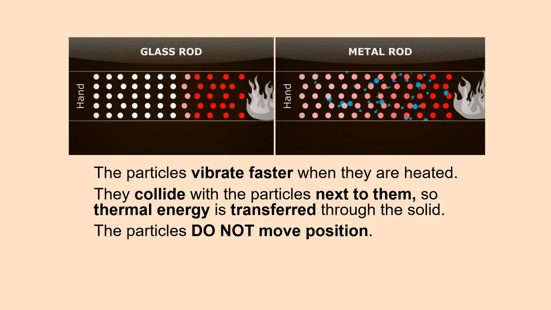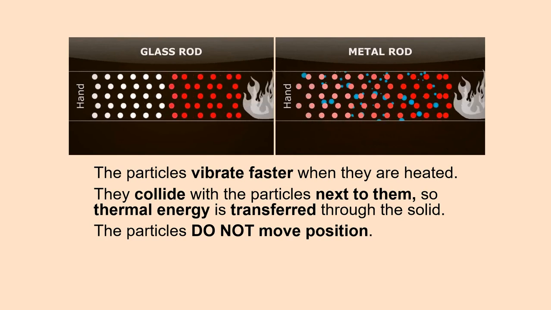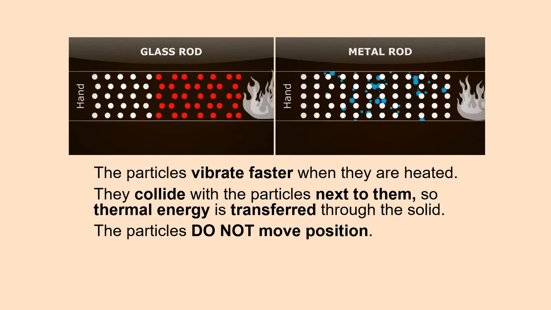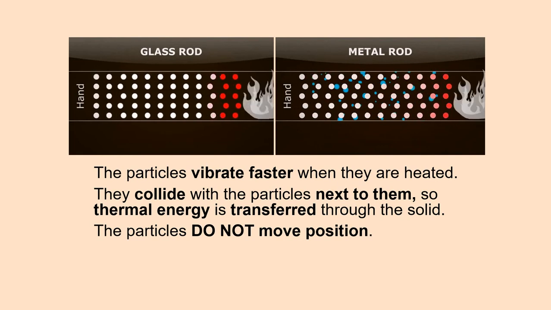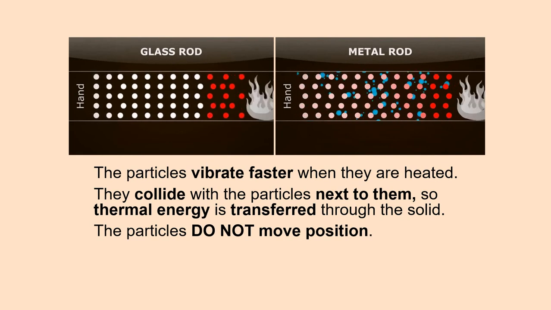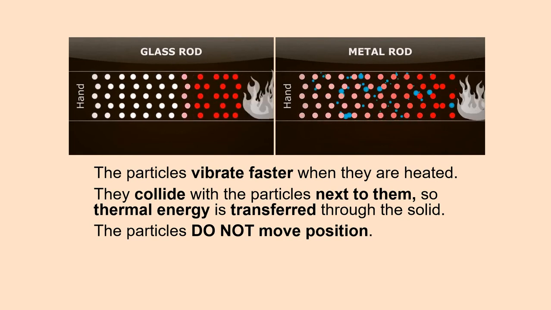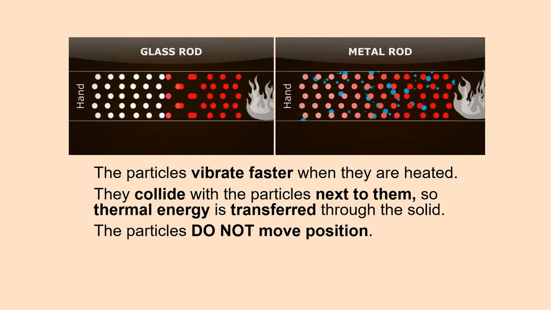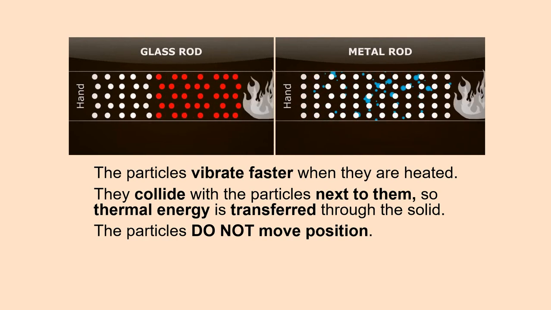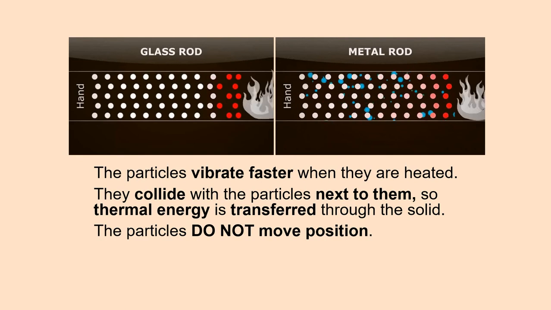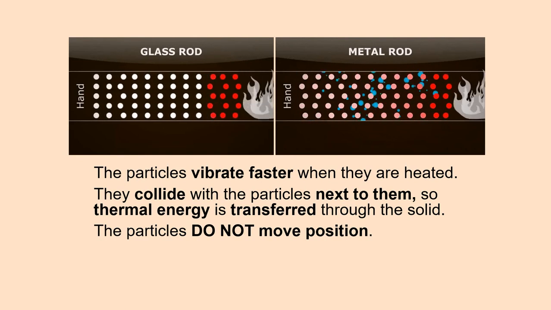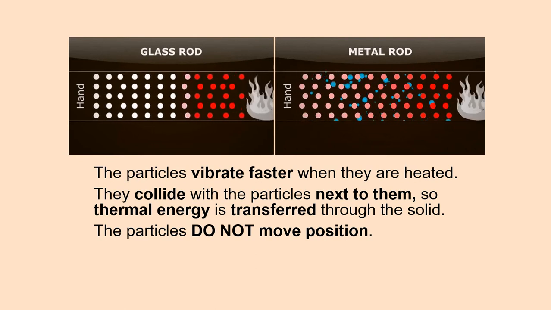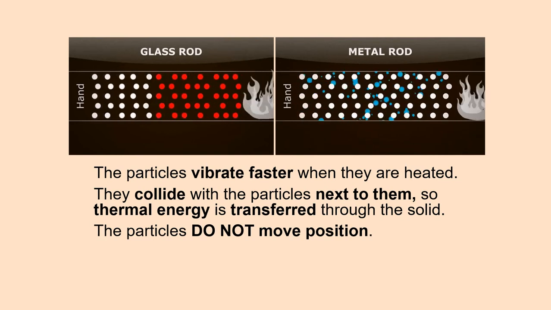If we look at the left diagram for the glass rod, we can see that the transfer of this thermal energy is much slower. The colour red is very slowly passing up towards the hand, whereas if you look at the metal rod, the thermal energy is passing much quicker, and that's because it's a better conductor of thermal energy.